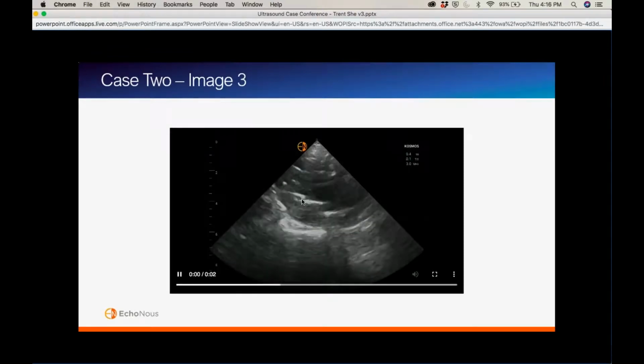Yep, we saw that just as well, and we initially thought that this could just be calcifications in the wall of the aorta, just because she did appear to be such an elderly patient.